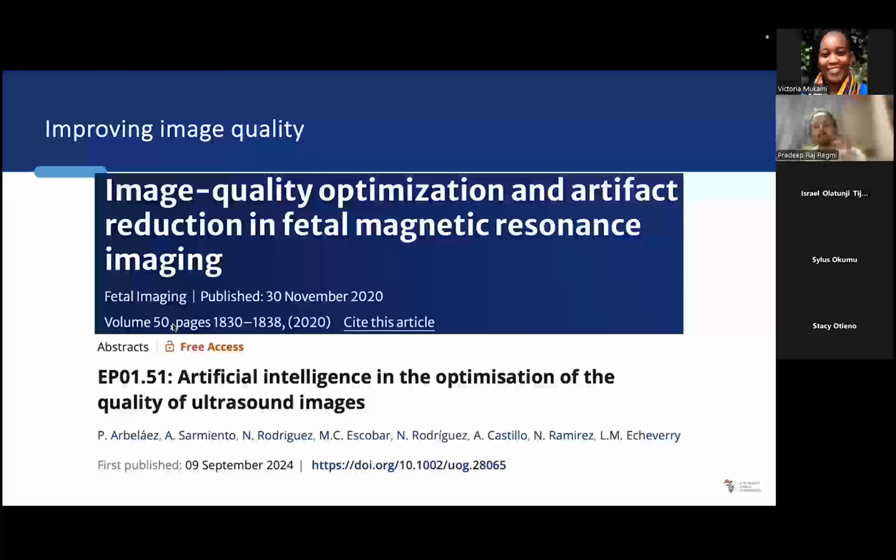We can optimize that image with the help of artificial intelligence, and similarly in ultrasound as well. If we get some suboptimal image of the fetal head, you can properly outline that in a 3D model as well. Sometimes we do not get the full length of the placenta during the fetal scan. So if we create that 3D of the uterus and the placenta, it can help the clinician a lot.